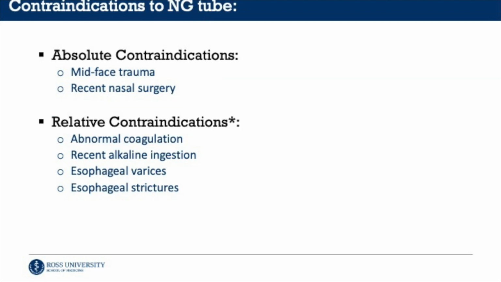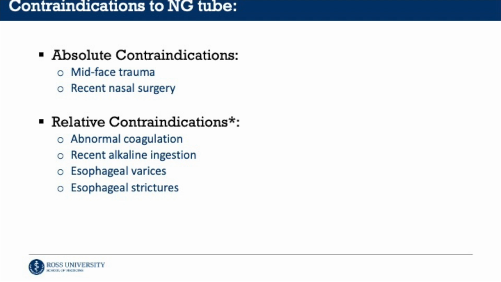Now, let's discuss some contraindications to the NG tube. There's two different types, absolute and relative. Absolute contraindications meaning under no circumstances should this patient be subjected to an NG tube. Those include patients with mid-face trauma, as that would be the tract by which the NG tube has to pass and could result in further injury, and also patients with recent nasal surgery for the same reasons.